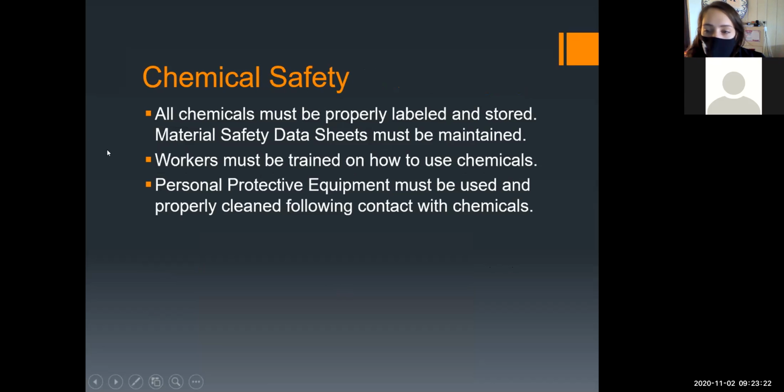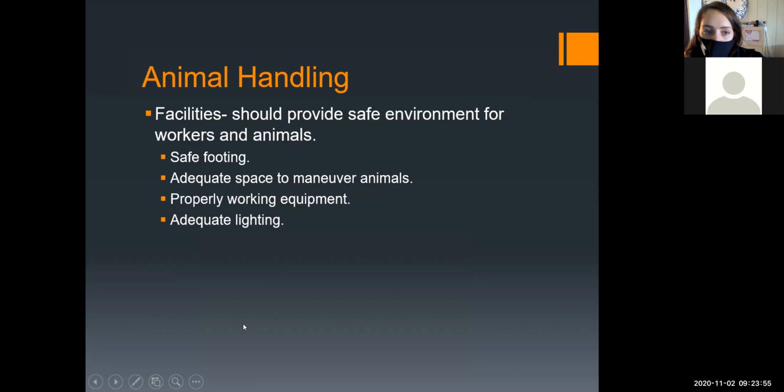Chemical safety, you always have to be very protective when you're using chemicals. There are some chemicals that you actually can't use without either being trained or getting a certificate to be able to use it. So you need to be trained on it. You need to store it safely to make sure that children can't get it, or that if there was a fire, make sure it's in a fire safe cabinet, things like that that could affect it. Personal protective equipment must be used and properly cleaned after you have contact with those chemicals.